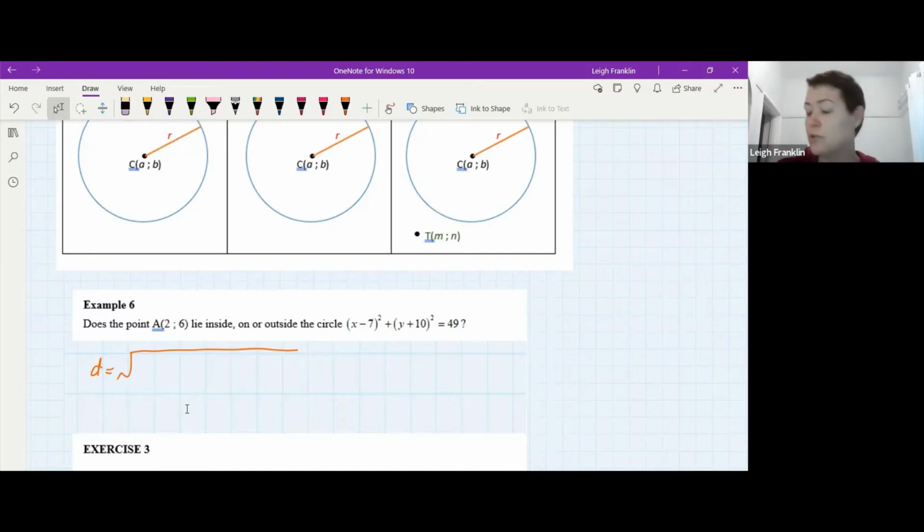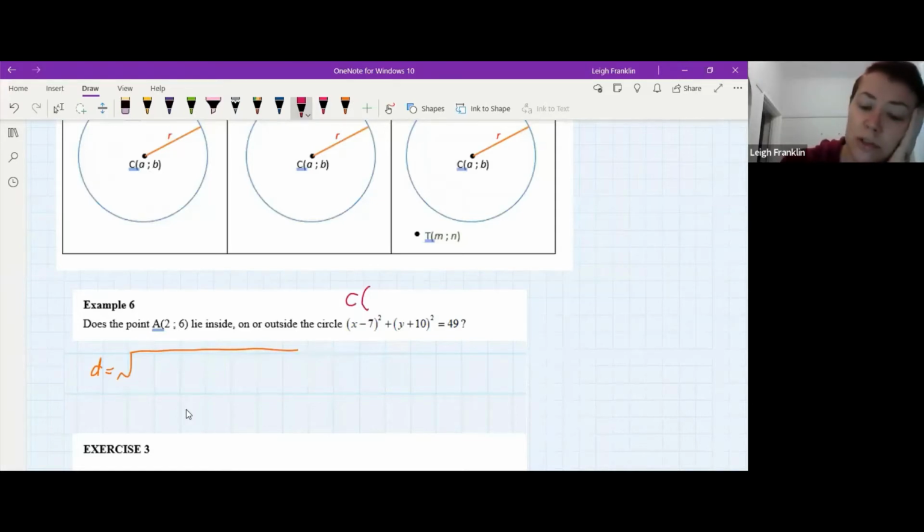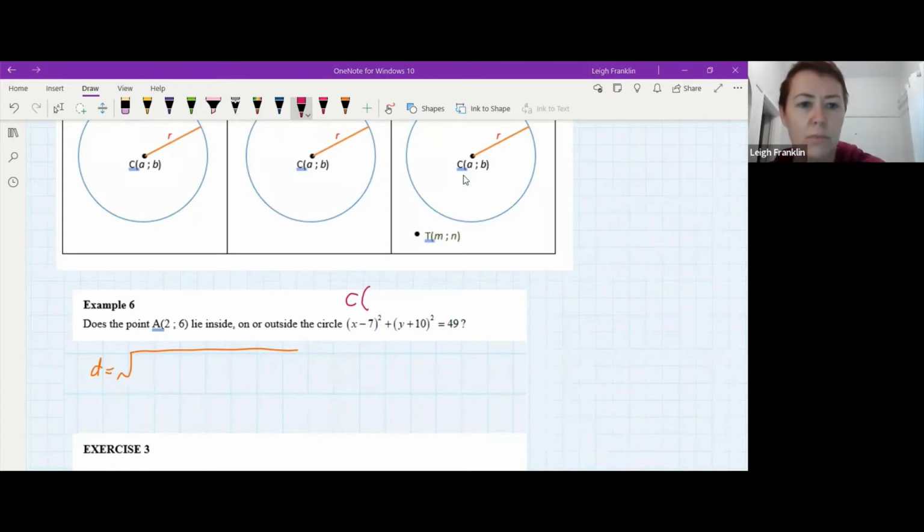So what we would need to use is the distance formula. We're going to sub into the distance formula, and the coordinates that we're going to sub in, we call the center of the circle C. What would I say the coordinates of C, the center of the circle, are for this particular circle? Let me ask Buhle. What would the coordinates of the center be, please? Ma'am, would it be 7 and minus 10? Lovely, Buhle, that's great. 7 and minus 10, fantastic.